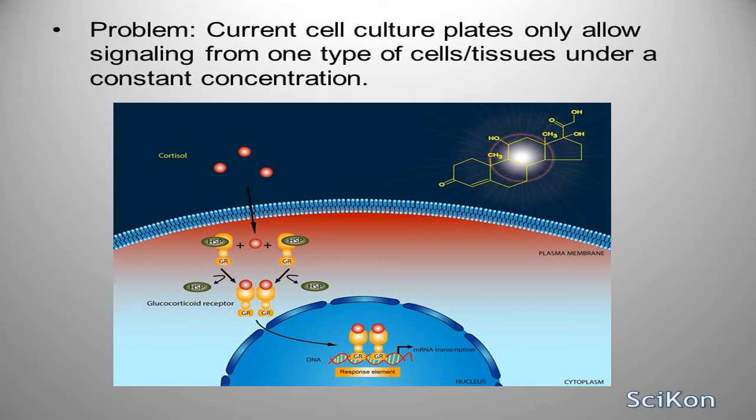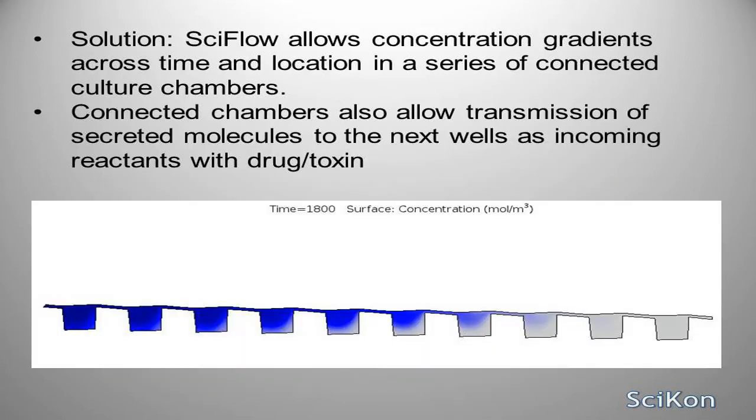Nowadays, many researchers in cell biology require investigation of cell signaling, a complex process with plenty of possibilities for new discovery. However, the current 96-well cell culture plates only allow observation of cell reactions under a constant concentration, and it is difficult or impossible to put more than one type of cells in the same culture chamber and observe how secreted molecules from one type of cells affect the other.